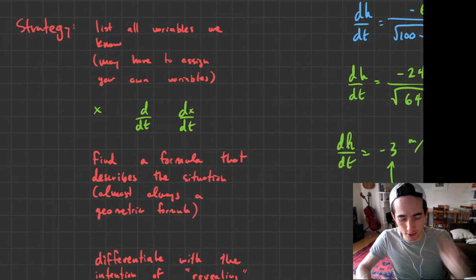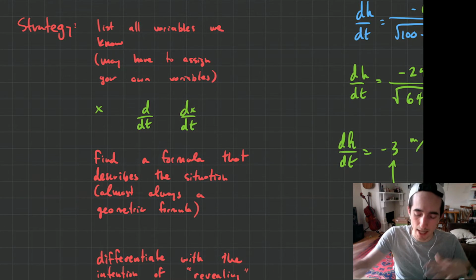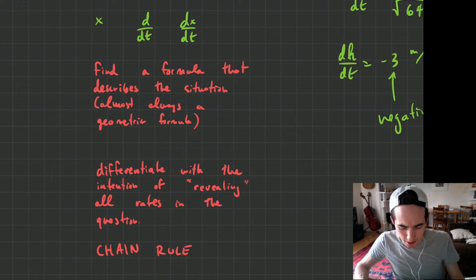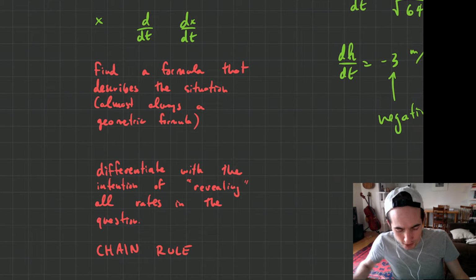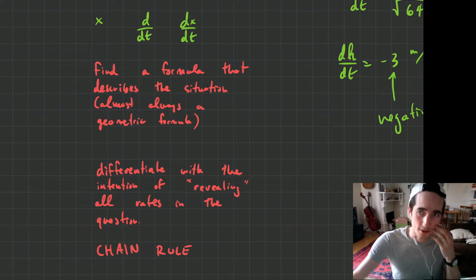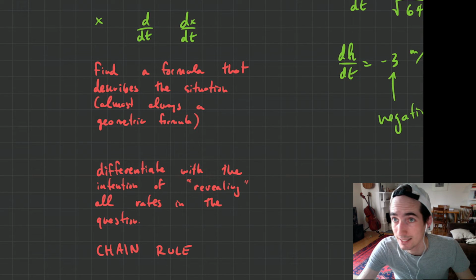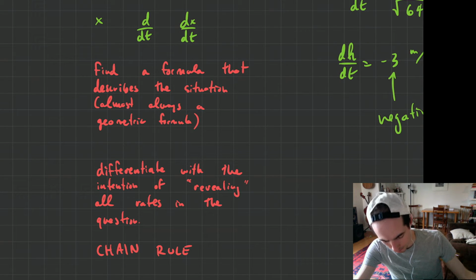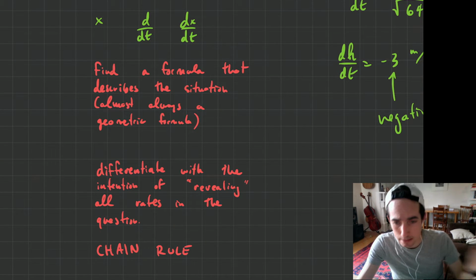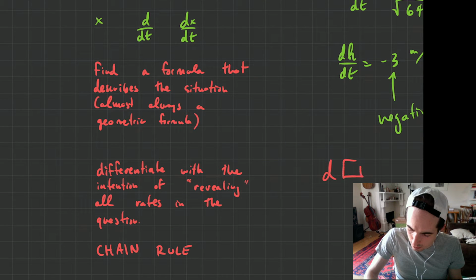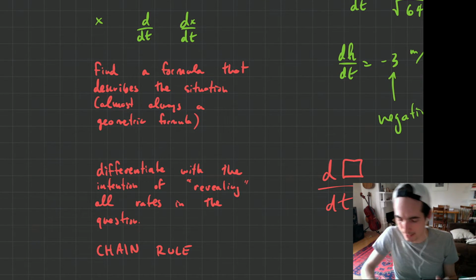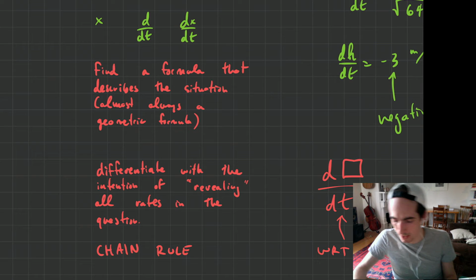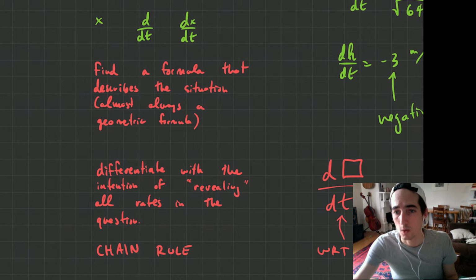And that's pretty much it. So you list all your variables, find a formula that has all those variables and describes what's going on. And then we're going to differentiate with the intention of revealing all of those rates, like the dy dt and dx dt. Pretty much all these questions are dealing with rates of change, which of course is d variable by dt. What I'm trying to say is that we're differentiating with respect to time. Almost all of these are differentiating with respect to time.